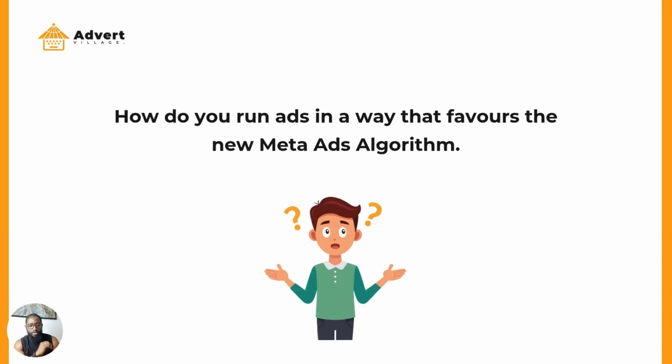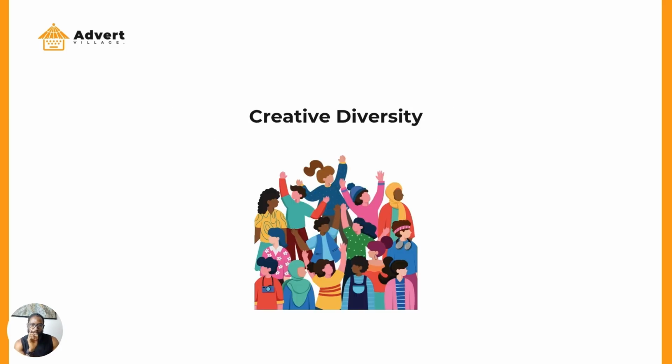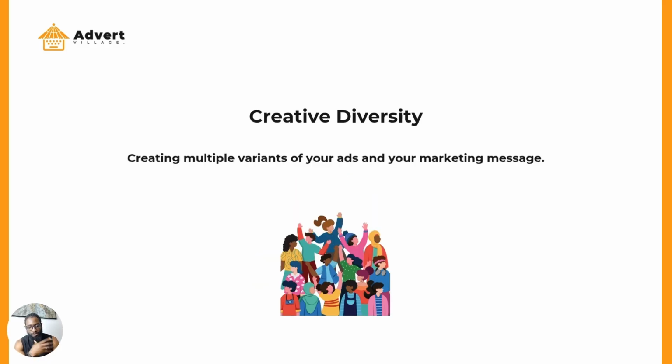So the question is, how do I run ads in the way that favors the Andromeda? Two words: creative diversity. Creative diversity is creating multiple variants of your ads and your marketing message. Before now, the mistake we used to make was to create one video with one message and create multiple variants of that message, and use that to run ads for our services or products. Right now, the new Meta ads algorithm wants you to create multiple variations of your marketing messages, targeting different customer avatars. I'm going to show you a practical example on how you can do this.